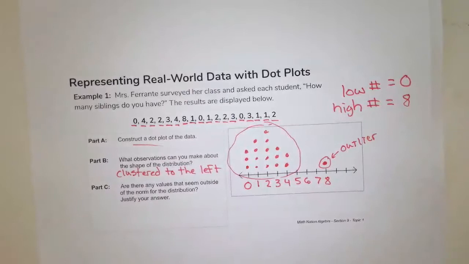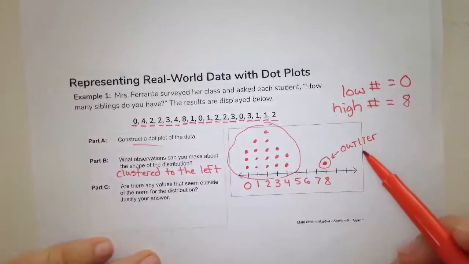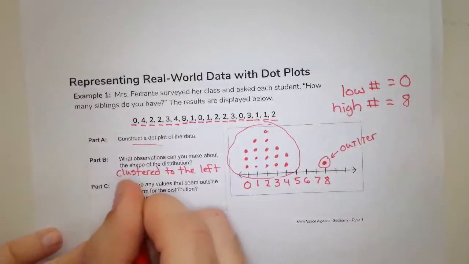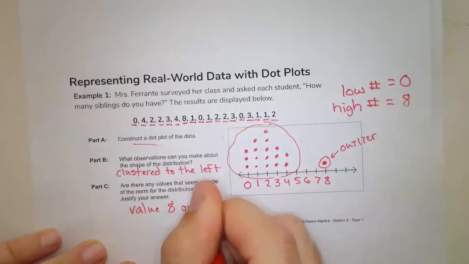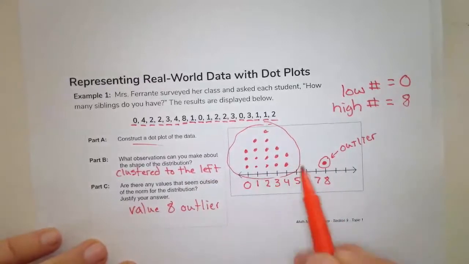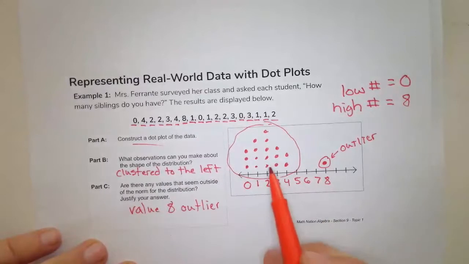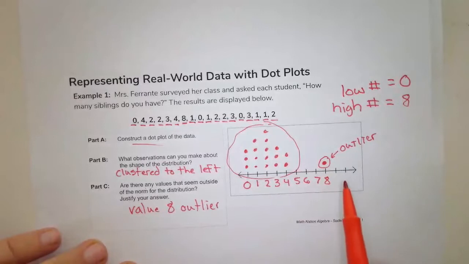One of the lessons coming up this week is going to discuss outliers a little bit more. But the value of 8 is an outlier. Basically, it means it's something a little bit out of the ordinary compared to all of the other data. Like there's this huge gap here, and then one person was like, I have 8 siblings, and you're like, whoa, that's a lot.